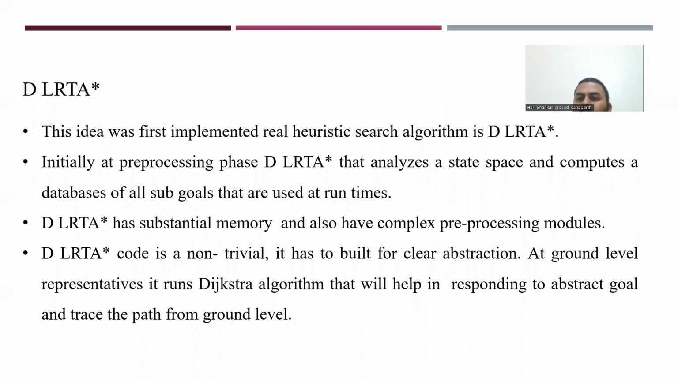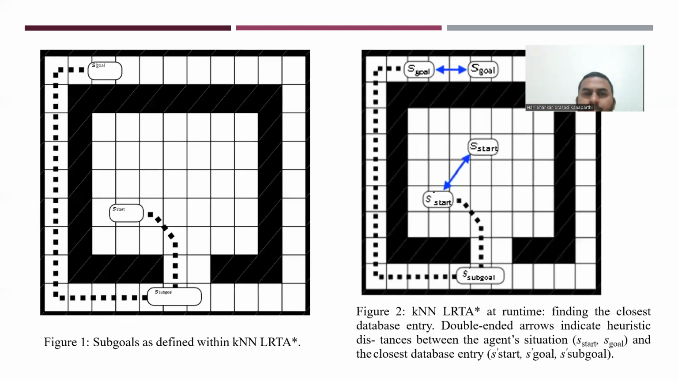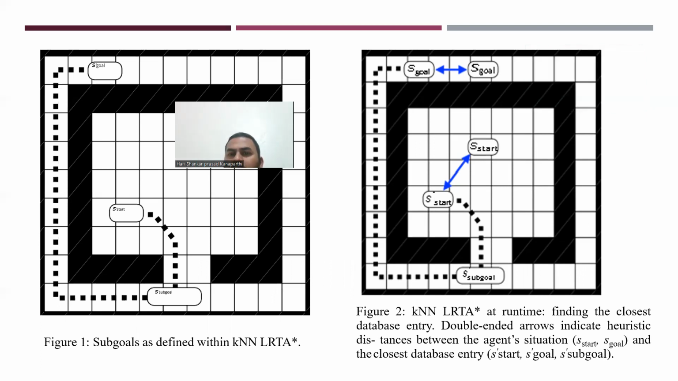So this will help to reach the abstract goal and help in tracing the path for the algorithm. So here we can see the picture. The subgoals are defined with KNN LRTA*, and this figure 2 is LRTA* at runtime. So basically, see the S goal is coming in this path. So after coming this, it needs to find the path.